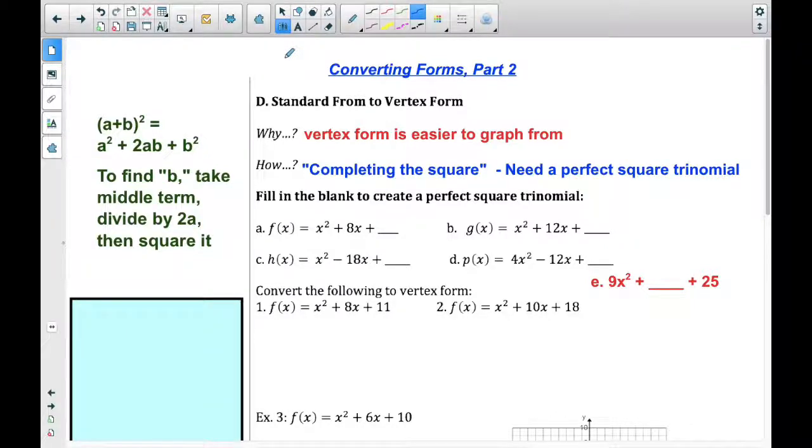This video is the second video on converting forms. This video is going to cover how to change a quadratic function from standard form to vertex form. And there's a typo, so we can change that. It's not "from," it's "form."